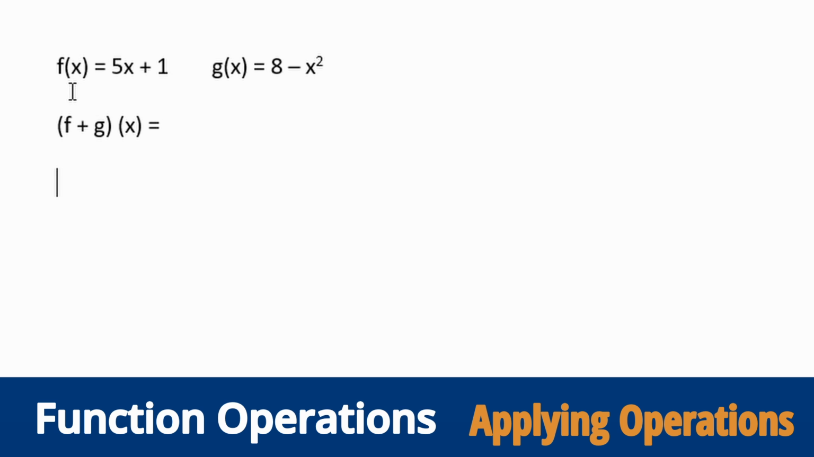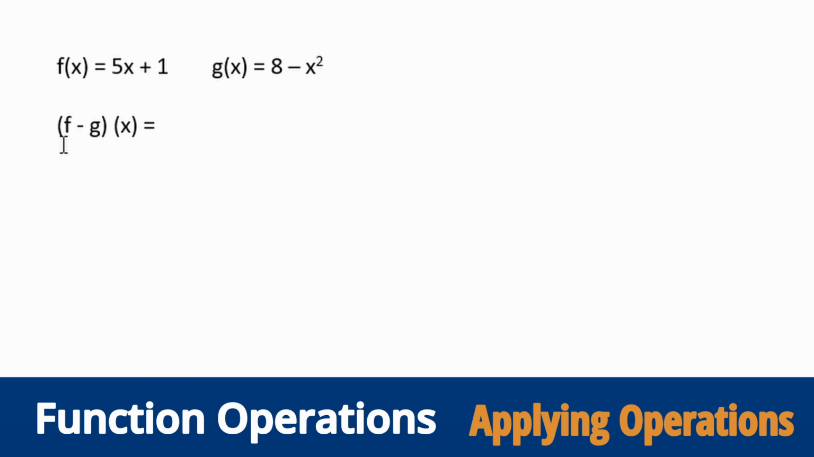Here we have the function f is equal to 5x plus 1, and the function g is equal to 8 minus x squared. Now here we've got f plus g, so we need to add these two functions together. We're going to add 5x plus 1 to 8 minus x squared. When we add these together, we get minus x squared plus 5x plus 9, and this here is the answer that we get.